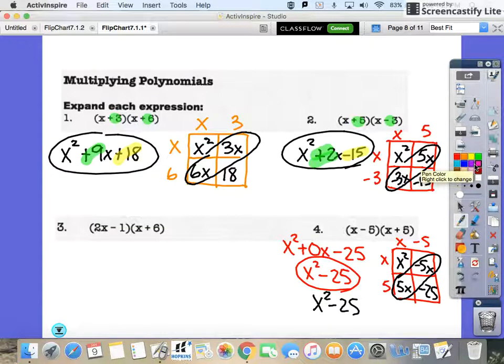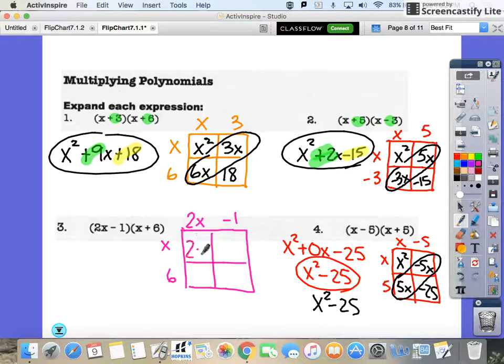This one, just to keep it simple for you guys, I'm going to put the box method because of this coefficient of 2 right here. I don't want you to get messed up with the shortcut. So we'll go 2x minus 1, x, and 6. 2x squared, x times negative 1 is negative x. 2 times 6 is 12, with an x on it. And then negative 6. Combine these. You get 2x squared plus 11x minus 6.